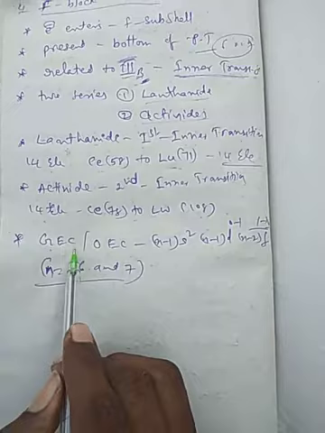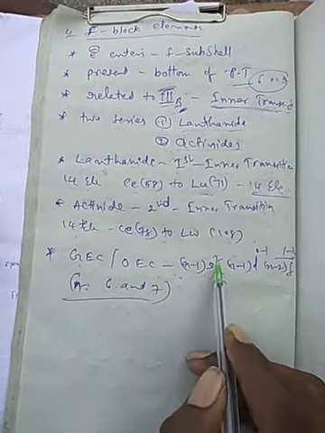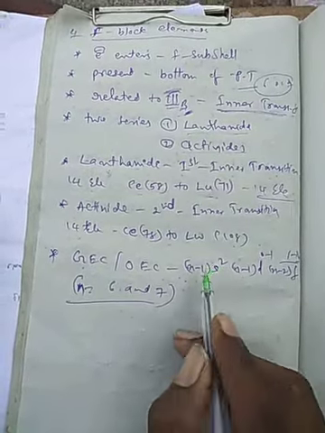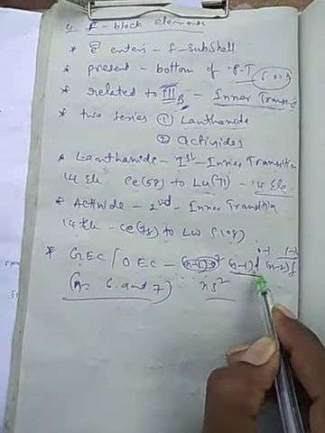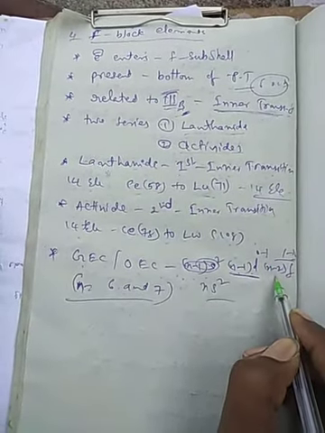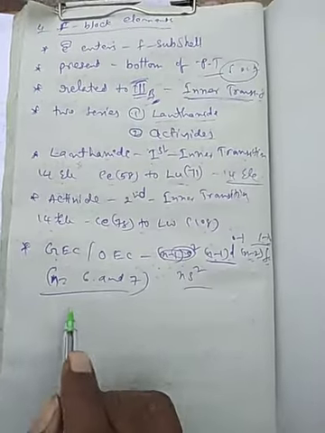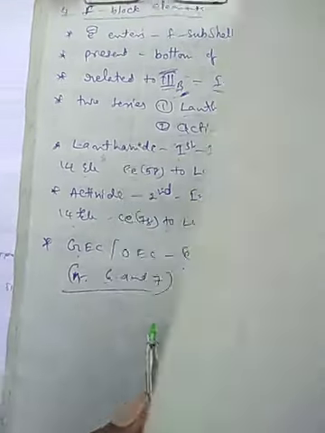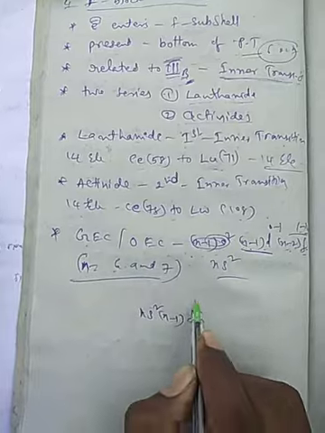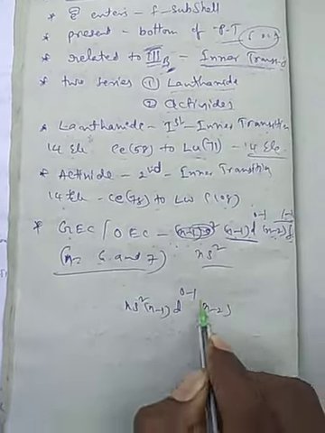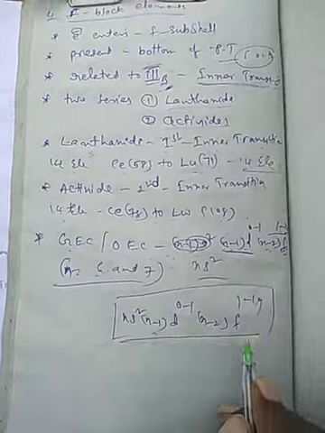The general outermost electronic configuration of f block elements is ns2 (n-1)d0 to 1 (n-2)f1 to 14, where n is 6 and 7. Writing it one more time: ns2 (n-1)d0 to 1 (n-2)f1 to 14. That is the general electronic configuration of f block elements.